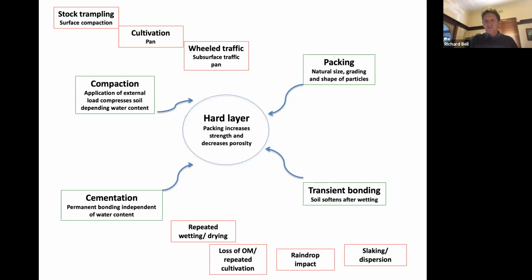So those are natural features. Also, we've got other natural processes that cause hardening of the surface. There's what we call slaking and dispersion.